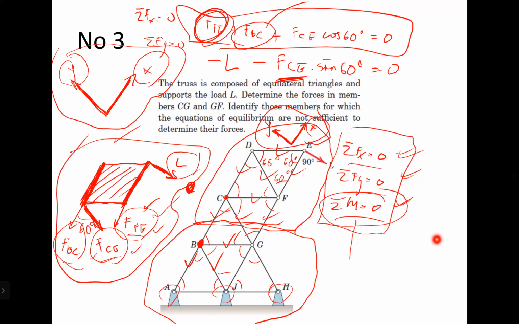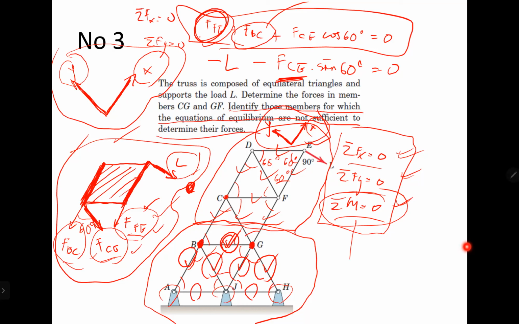Then, if we try to solve for joint G, there are 1, 2, 3 unknowns as well. So we cannot solve it. That's why those members, we cannot solve them, because of the equations. Yes, I see. So that's actually the last question there.